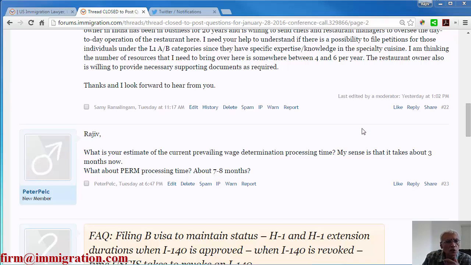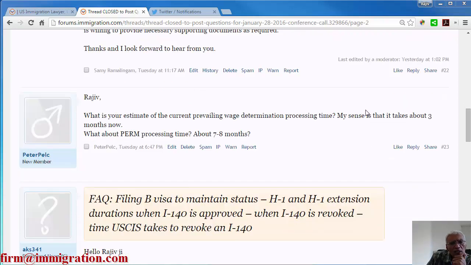Let's go on to Peter Pelk. What is your estimate of the current prevailing wage determination processing time? How long does it take? Let me check.